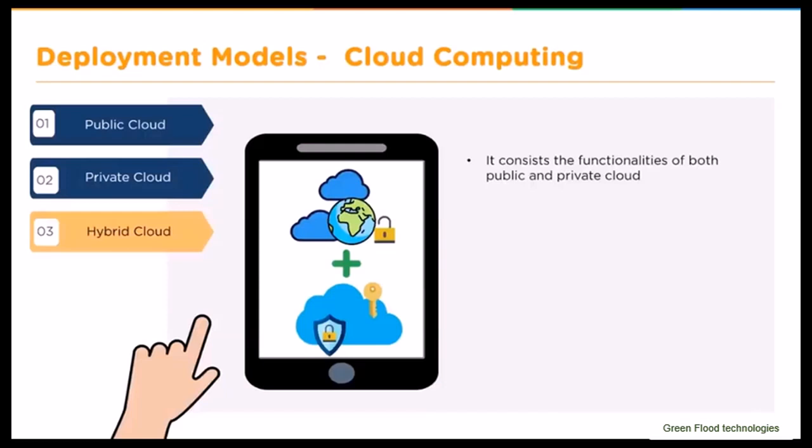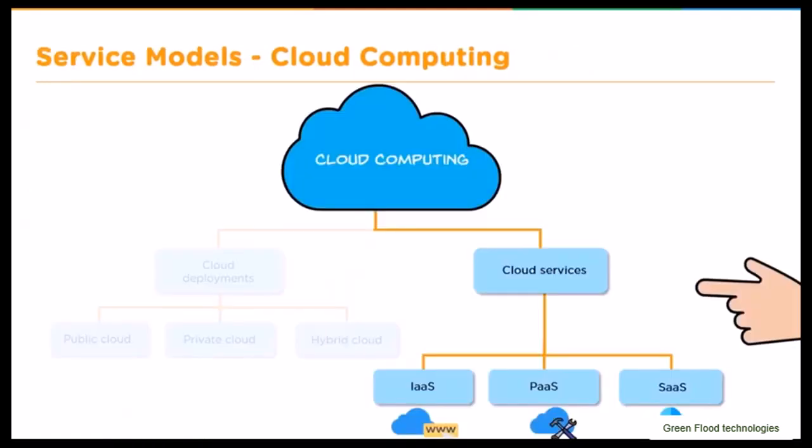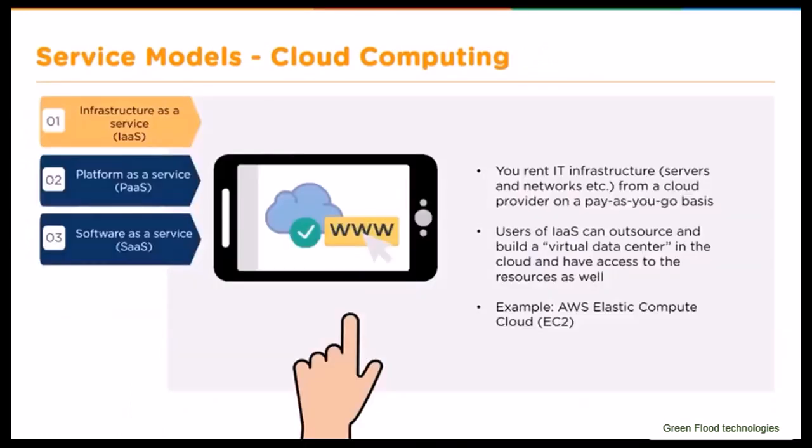Cloud computing services can focus on infrastructure, web development, or cloud-based applications. These are often regarded as a stack. All are on-demand, pay-as-you-go. The service models of cloud computing are also three. The first one is infrastructure as a service. You rent IT infrastructure, servers and networks, from cloud providers on a pay-as-you-go basis.